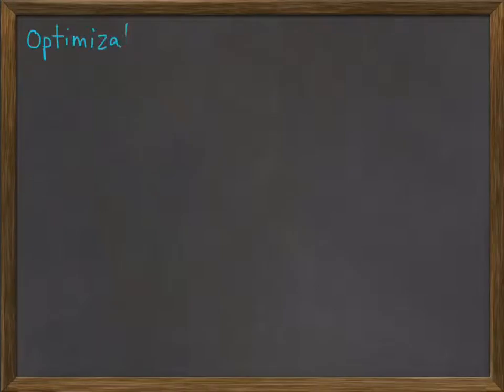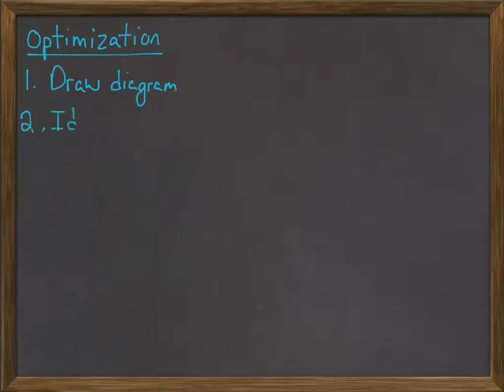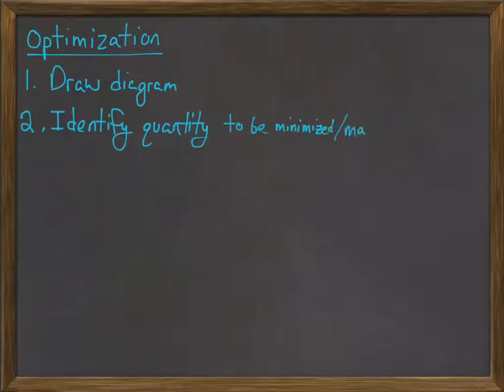Next thing we talked about was optimization. That's one of the two kinds of word problems we dealt with a lot. We had some steps for optimization. Of course, you're going to draw a diagram. You're going to figure out what the quantity to be maximized or minimized is, and for the sake of argument, we'll just call that Q for now.